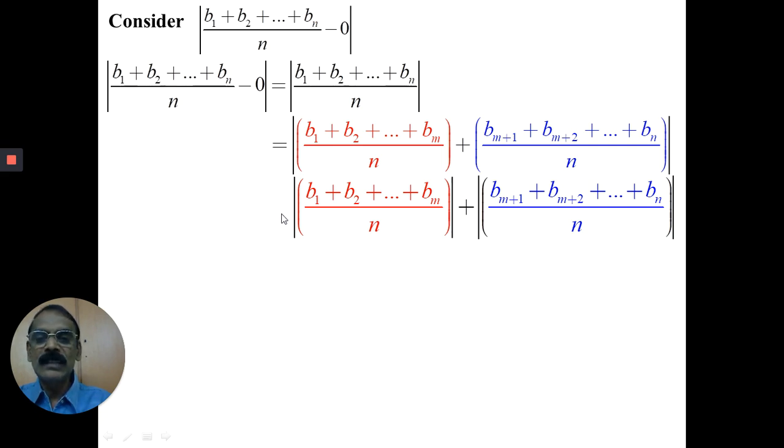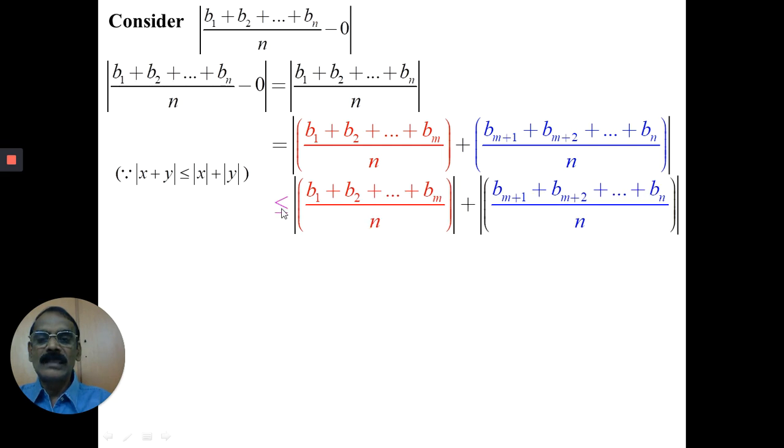Is it possible to write equal sign? No, because we have learned that modulus of x plus y is less than or equal to mod x plus mod y. If you consider whatever is written here in red color as x, and whatever is written here in blue color as y, then it is of the form modulus of x plus y, which is less than or equal to mod x plus mod y. That is, here we are using the triangular inequality.